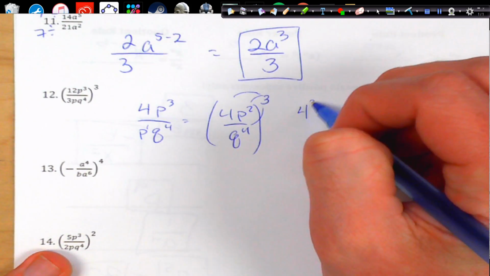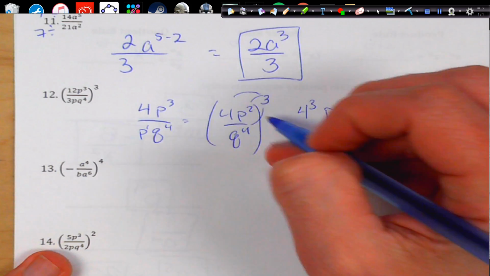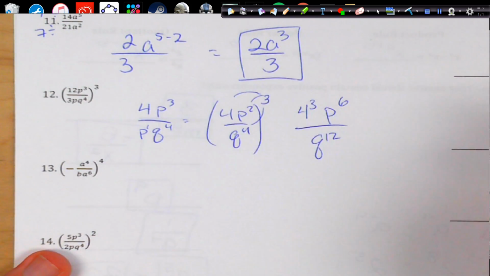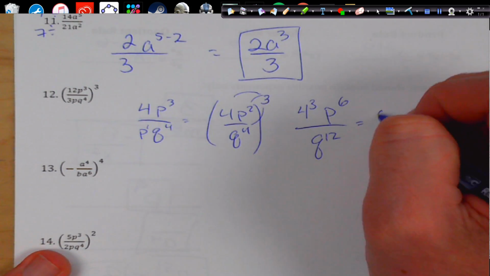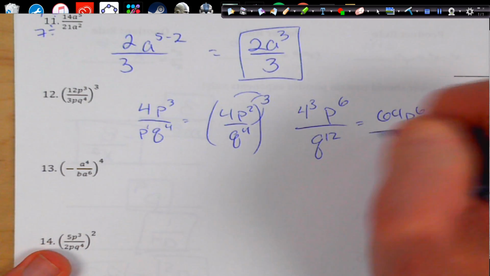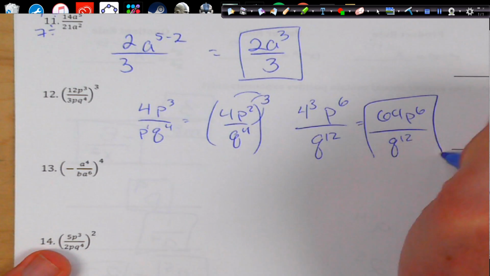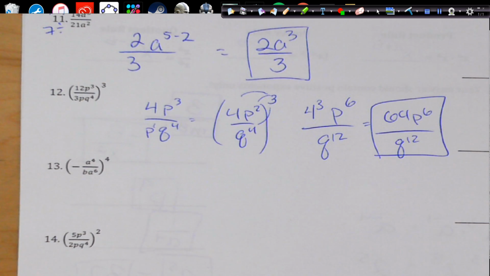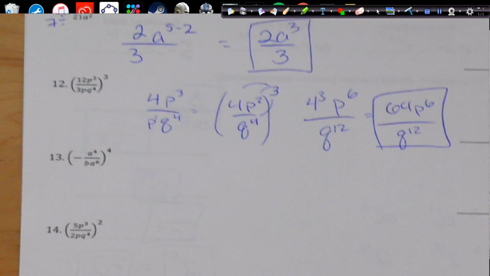So that's 4 to the 3rd power. P, 2 times 3 is 6. 3 times 4 is 12, and then 4 to the 3rd power is 64. It's always easiest to simplify inside first and then distribute anything after.